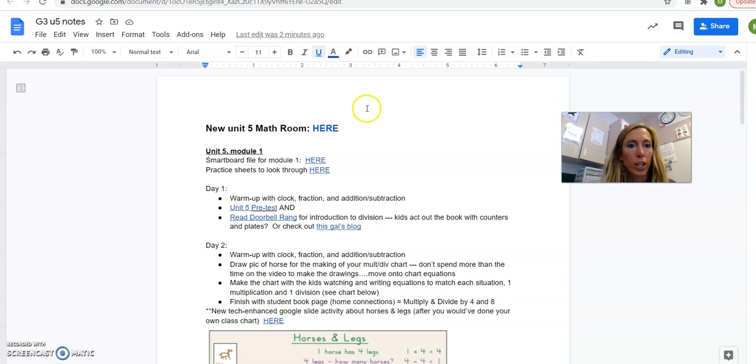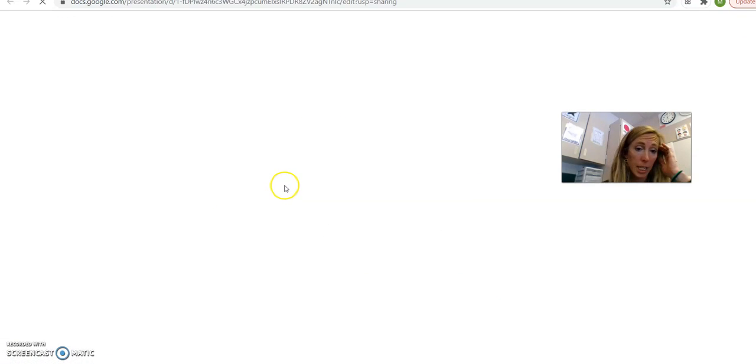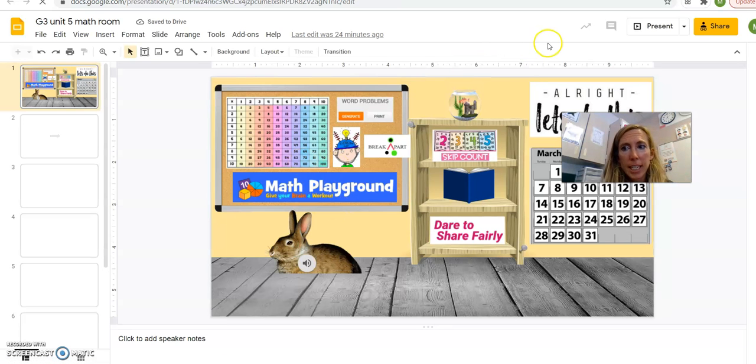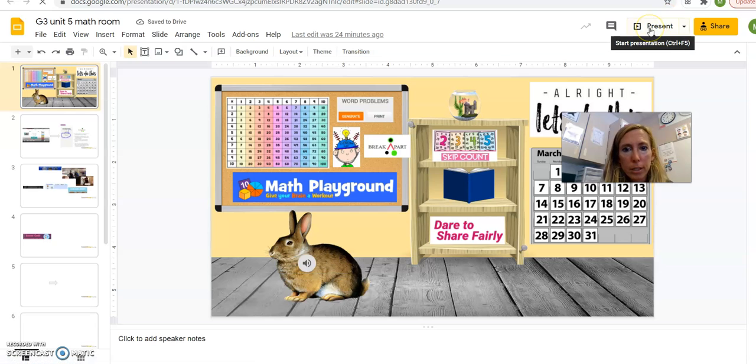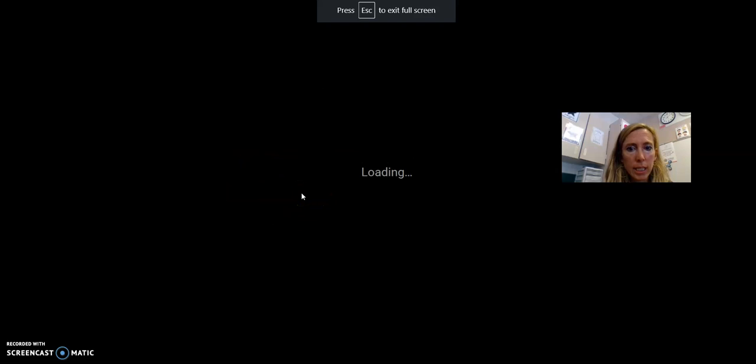All right, third grade, finally, Unit 5 materials are here. So I have the new math room fresh off the press today. I'll explain a few things on there. Again, it's better used if you're in present mode, because then the kids can just press on various things and it goes straight to it.